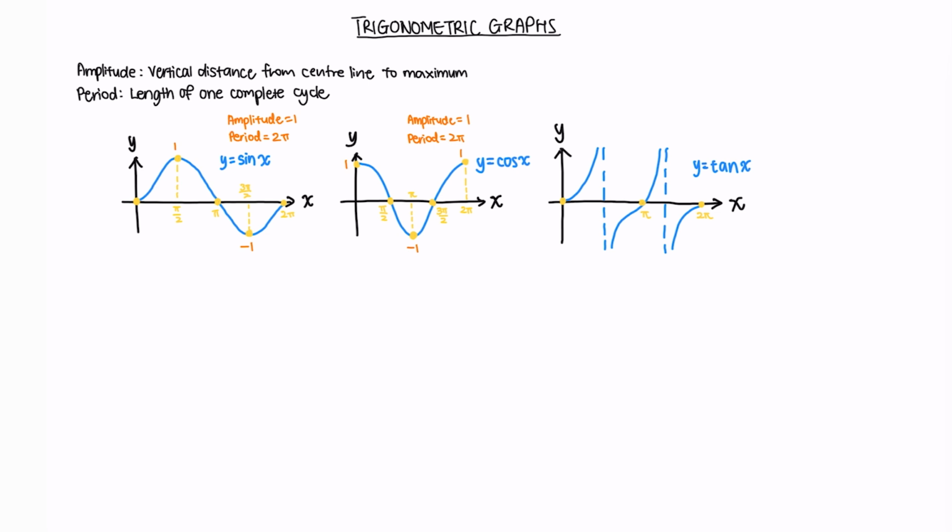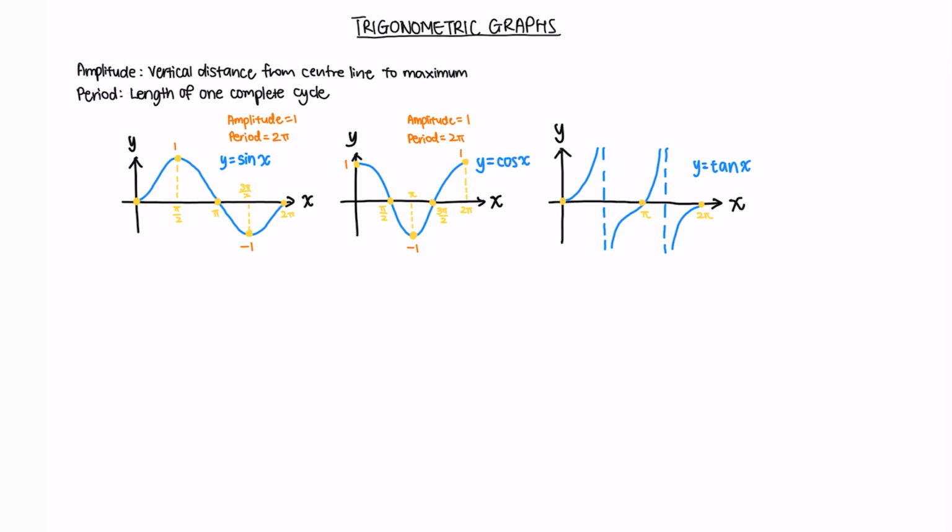Before I continue, please remember the shape of the y equals sine x and y equals cosine x graphs. This is really important. Now the last graph is not so important in IB, the graph of tangent x. It looks something like this. Now before we continue to the transformations of graphs, let's take a look at what the amplitude and period is.